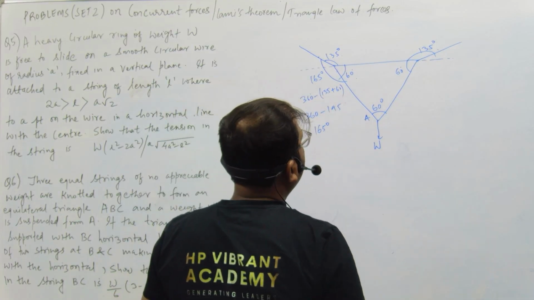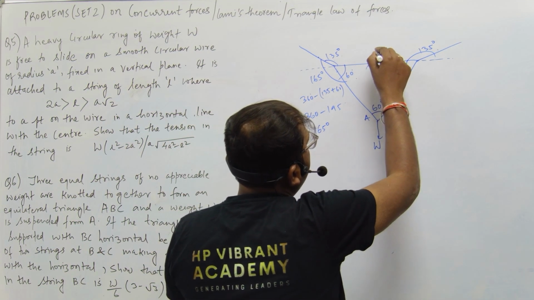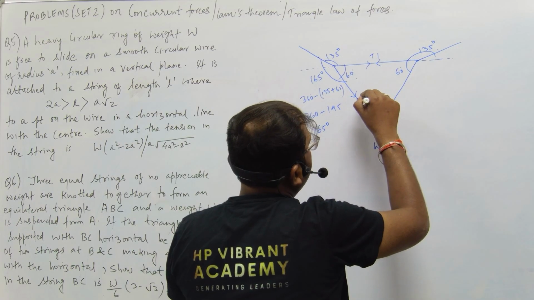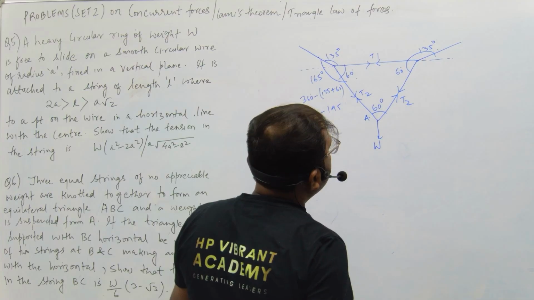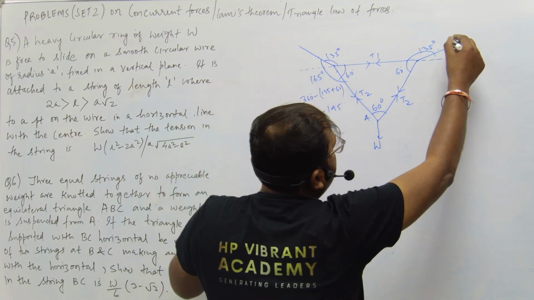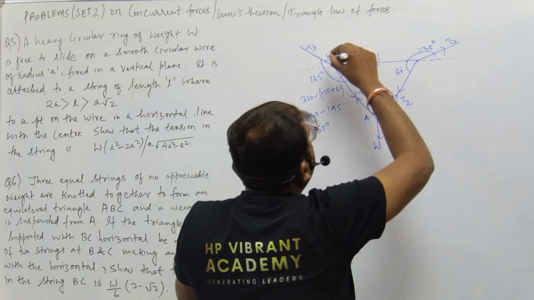Now let us consider the tension in this string as T1 and this is T2. Since it is symmetrical, this is also T2. And let us consider the strings at these two locations as T3.